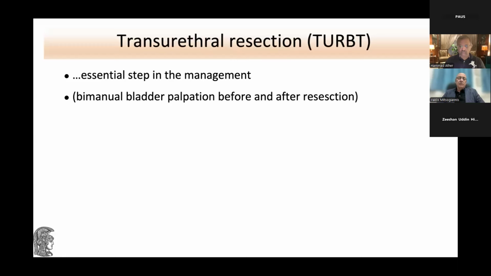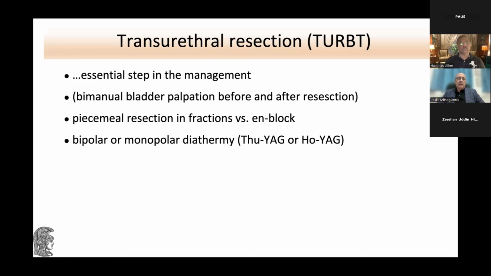And also some things about the transurethral resection, which is the essential first step in the management of the bladder cancer. And we do have plenty of techniques nowadays. It was, again, mentioned before. We have the traditional piecemeal resection in fractions and the en bloc technique using either the bipolar or monopolar diathermy or the thulium or holmium YAG lasers.